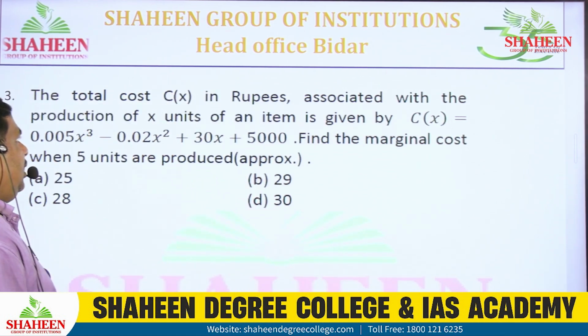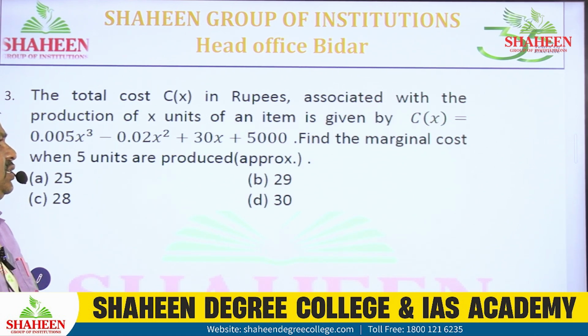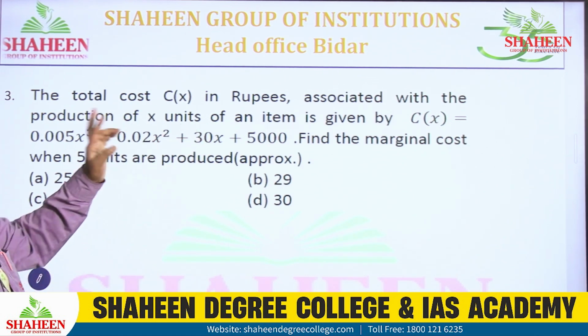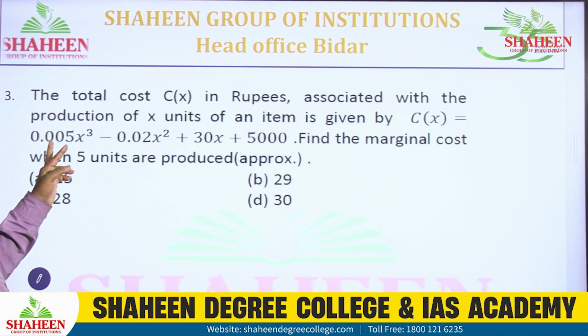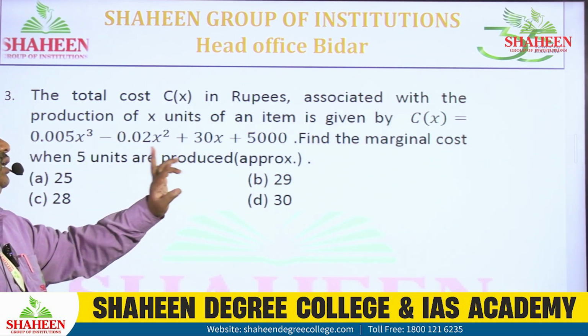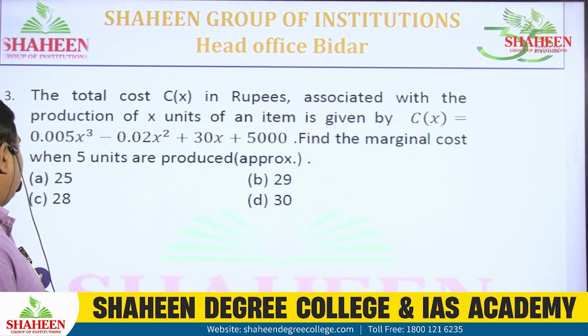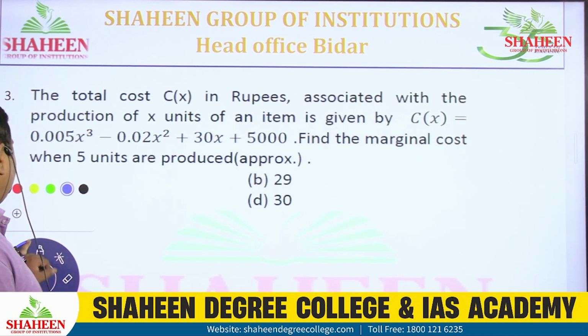This is the third problem. The total cost C of x in rupees associated with the production of x units of an item is given by C of x equal to 0.005 x cube minus 0.02 x square plus 30x plus 5000. Find the marginal cost when 5 units are produced.